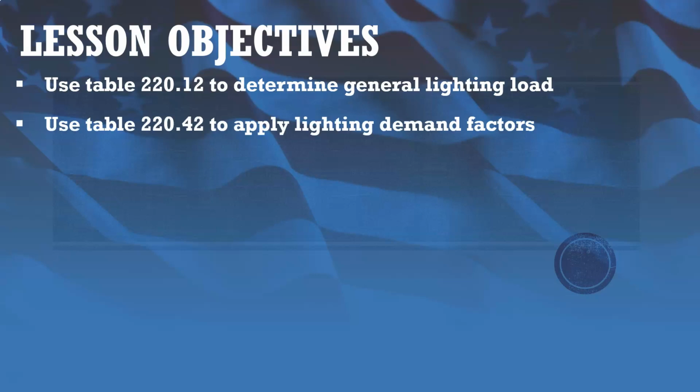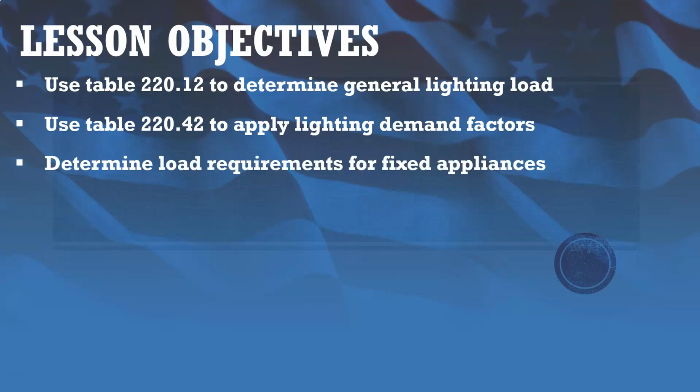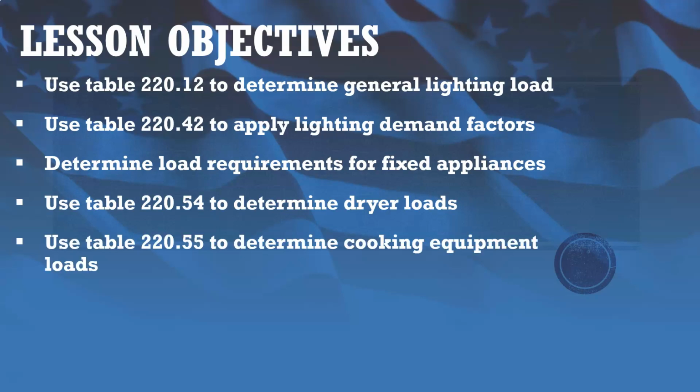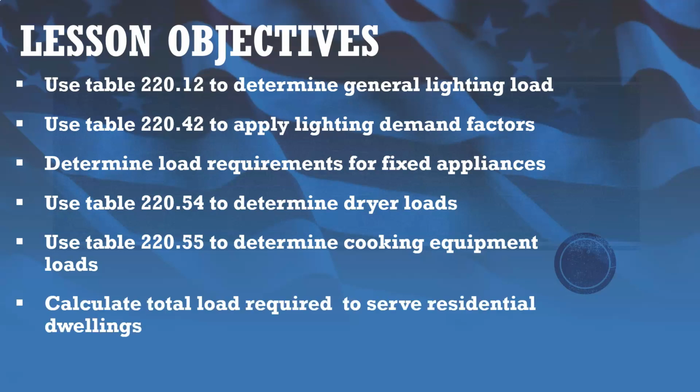Use Table 220.42 to apply lighting demand factors to our general lighting load. Determine load requirements for fixed appliances. Use Table 220.54 to determine dryer loads. Use Table 220.55 to determine cooking equipment loads. And calculate the total load required to serve residential dwellings.